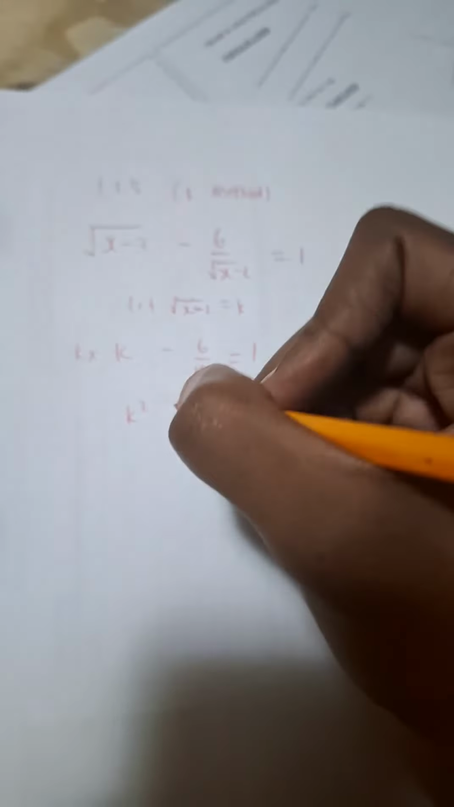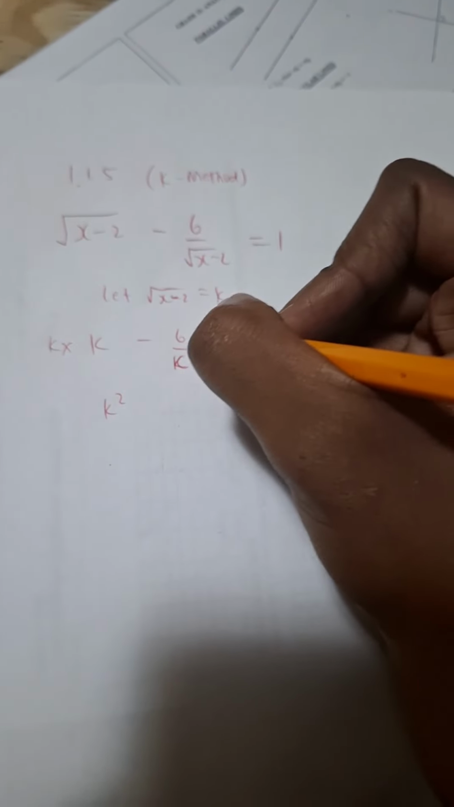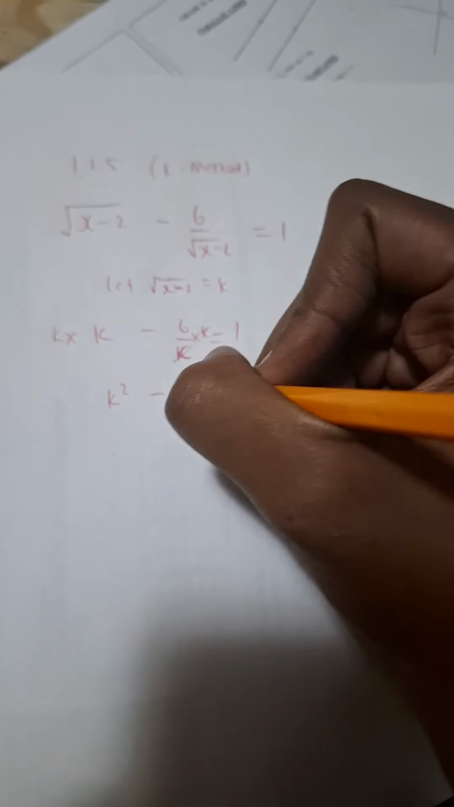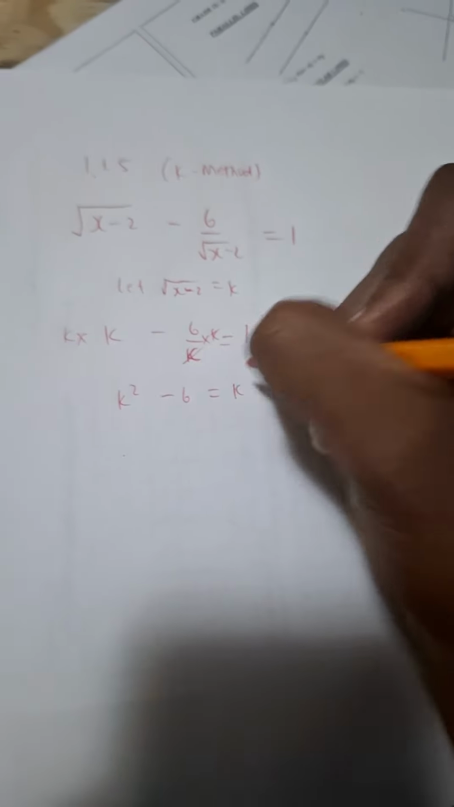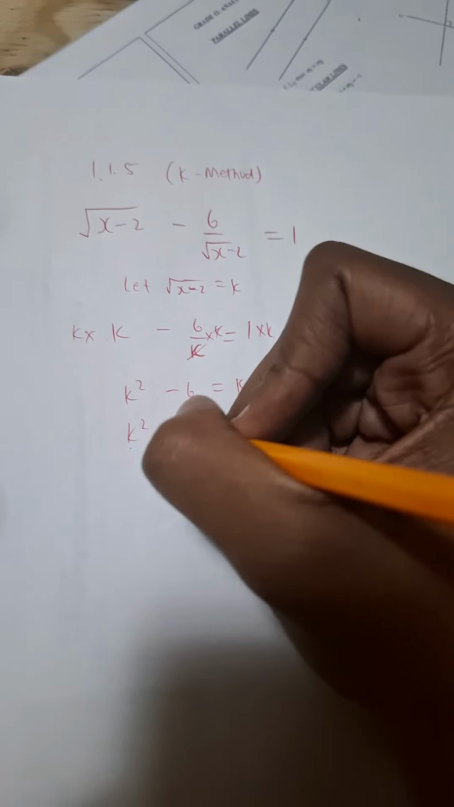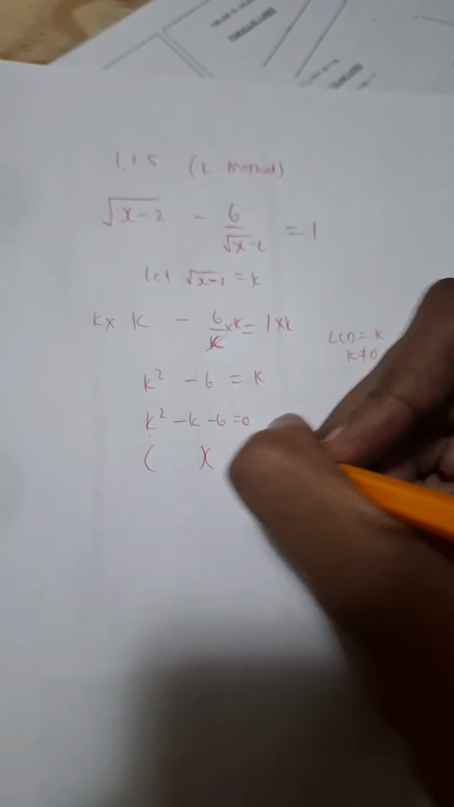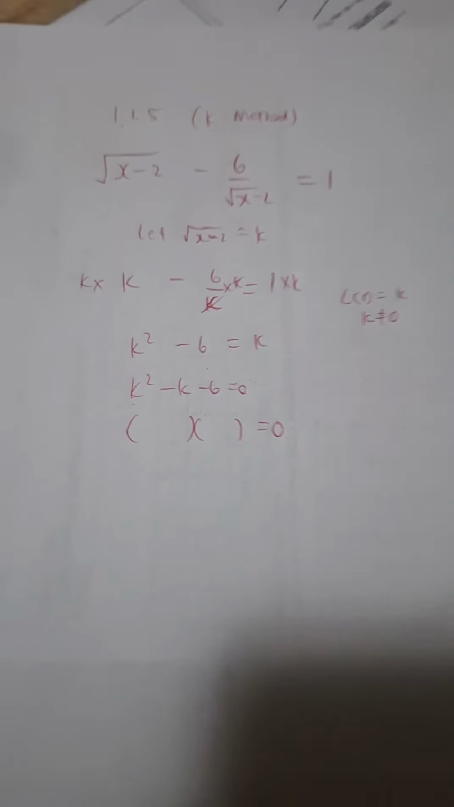So if we times this by k, we get k squared. We multiply this by k in the numerator, those two cancel, we get minus 6 is equal to, we times this by k, we get k. Then we write it in standard form. Then we factorize. Then I'll leave the rest to you.